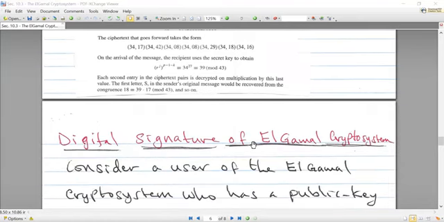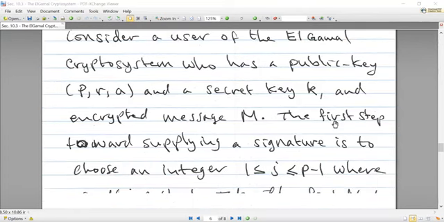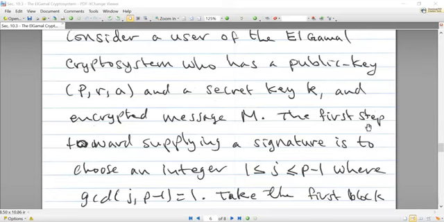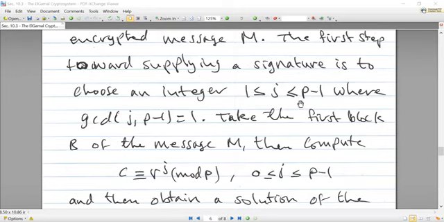Also, this cryptosystem provides a digital signature for authentication. The way it goes is different from the RSA cryptosystem. Let's assume we consider a user that has a public key P, R, A and the secret key K, and let's assume that the message is M. The first step to sign this document is to choose an integer J between 1 and P minus 1, where J is relatively prime to P minus 1.